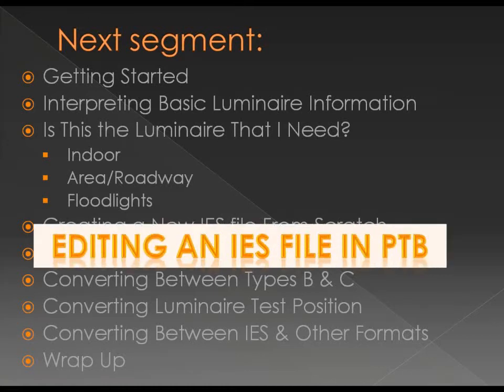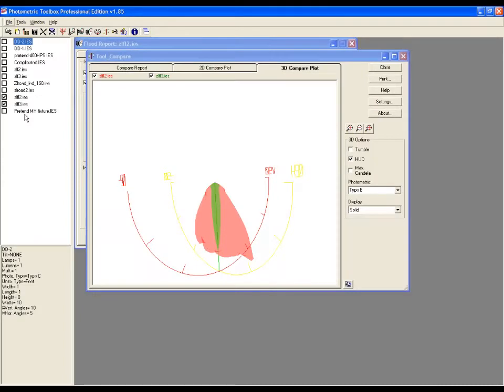Next, we're going to look at how to edit an IES file. And this can be done most easily within Photometric Toolbox. So we'll look at that method first. Let's edit the one we just created.